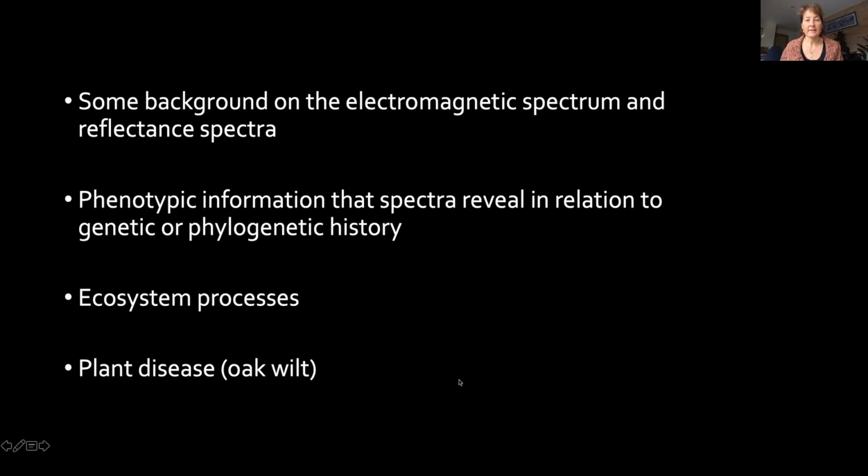There are four major areas I'll cover. I'll first start with some background on the sun's electromagnetic spectrum and what reflectance spectra are. And I'll talk then about phenotypic information that spectra reveal in relation to genetics or phylogenetic history, and then how those spectra relate to ecosystem processes. And then finally, at the end, I'll talk about a specific project that we're working on to use spectra to detect plant disease, oak wilt in particular. It's an important disease that affects oaks in Minnesota and throughout North America.